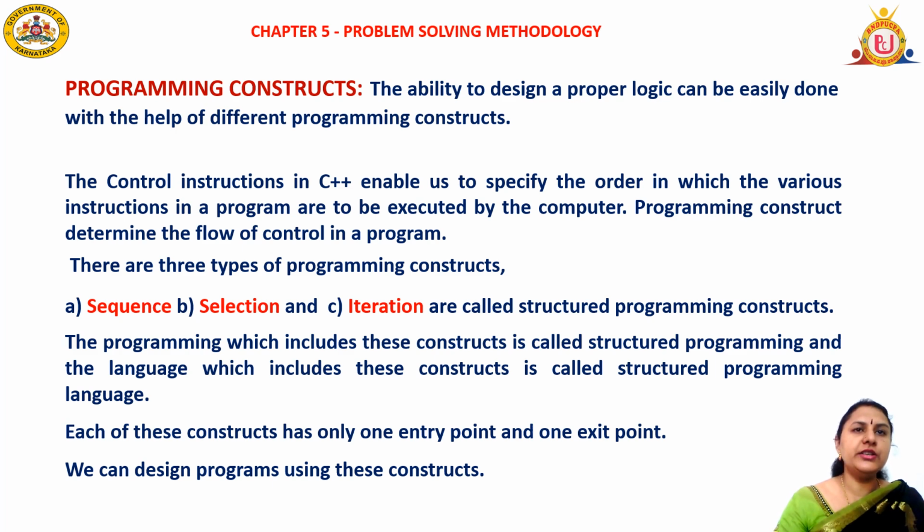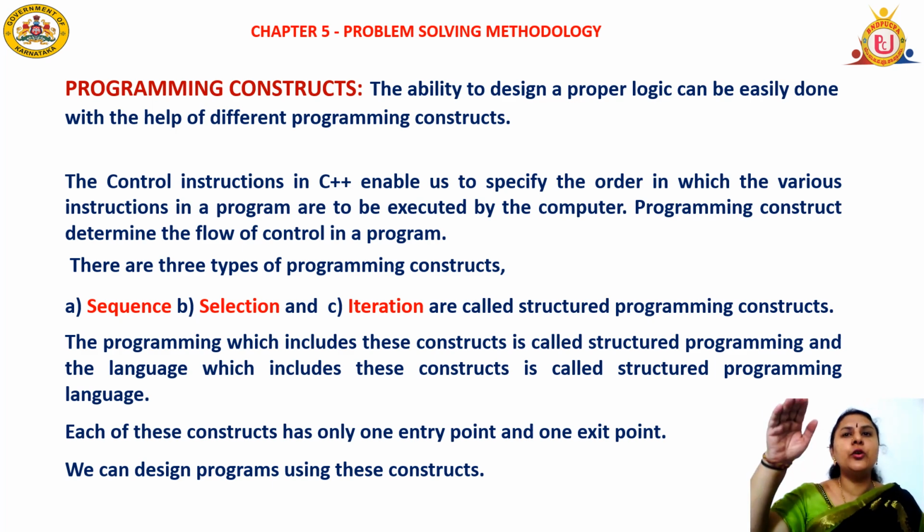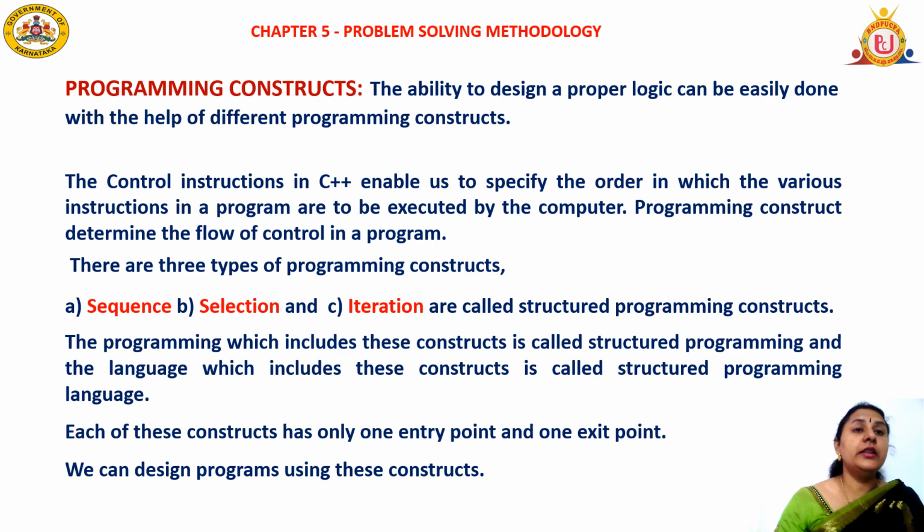The control instructions in C++ enable us to specify the order in which the various instructions in a program are to be executed. It may be step by step or it will change the order, etc. There are three types of programming constructs, that is sequence, selection and iteration. These constructs are used in structured programming.